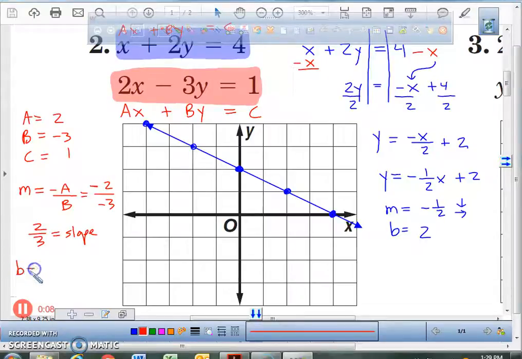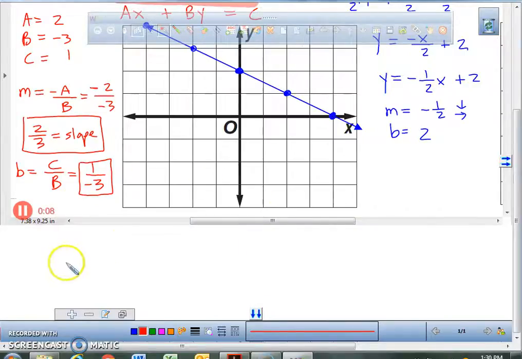Lowercase b, everybody, which refers to the y-intercept, is your c value divided by your b value. Capital C divided by capital B. So we have c is 1, b is -3. So right there, look what our y-intercept is at, a what? -1/3. And our slope is 2/3.